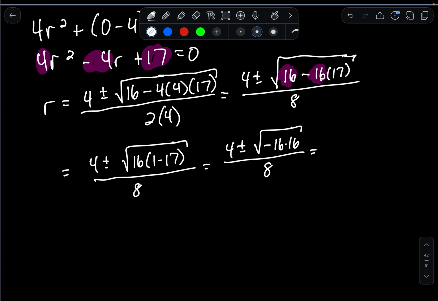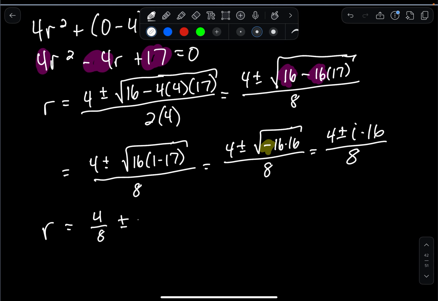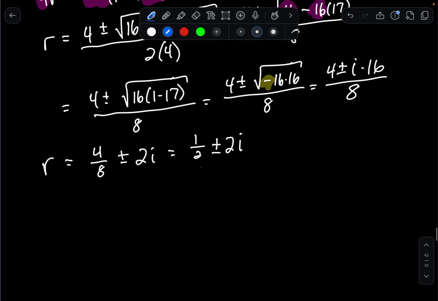So indeed, we are in the complex conjugate case because of the negative in the square root. So we'll bring that out to be an i. And the square root of 16 times 16 is just 16. So our two roots are 4/8 plus or minus 16 over 8, which is 2i, or 1/2 plus or minus 2i. All right, now in the complex conjugate case, you should identify what the alpha and the beta are in terms of your roots.